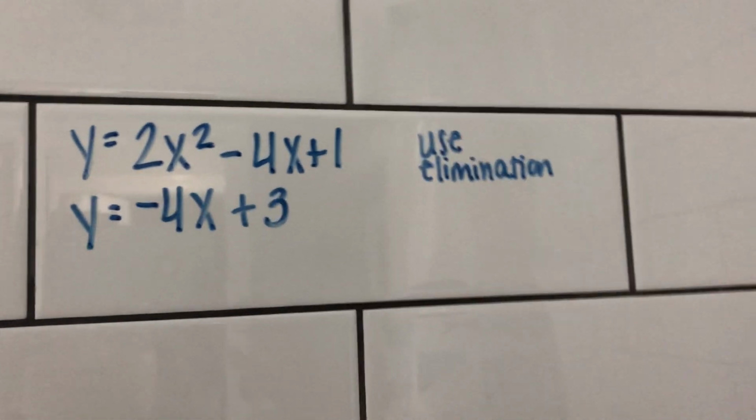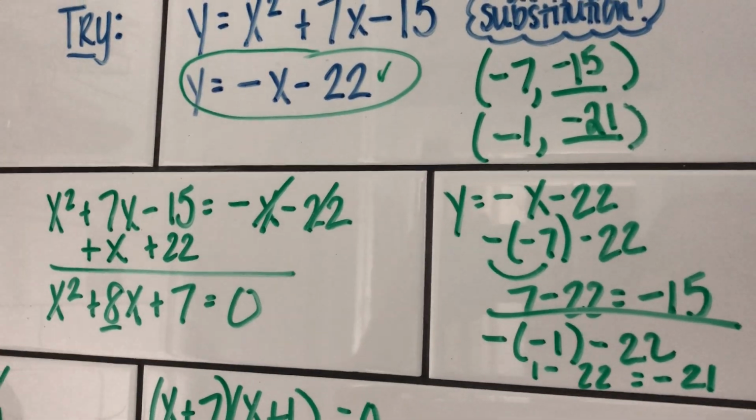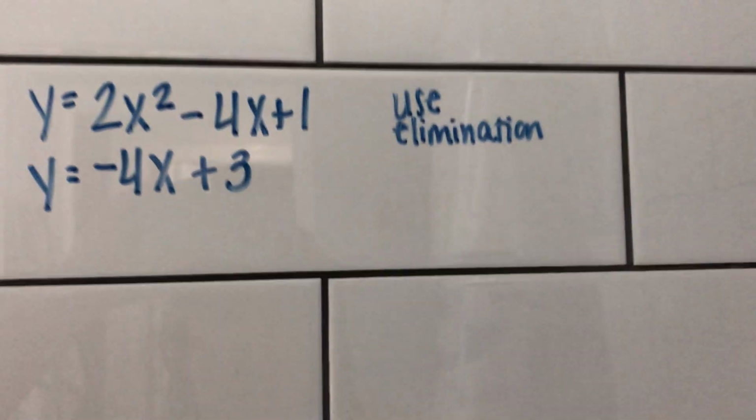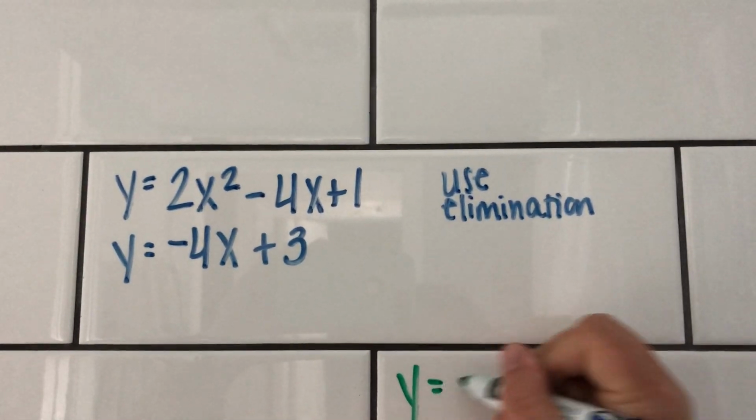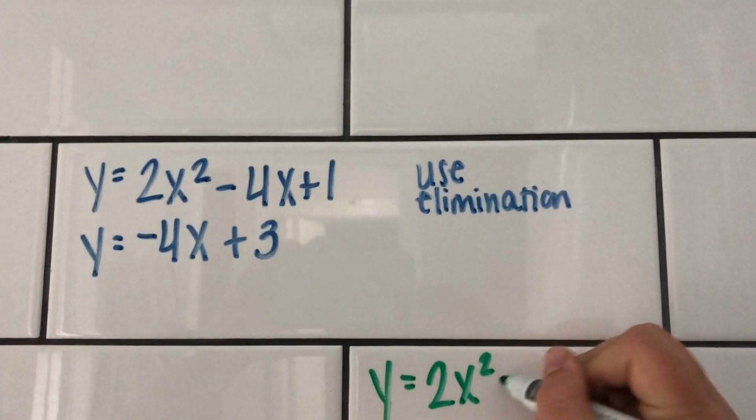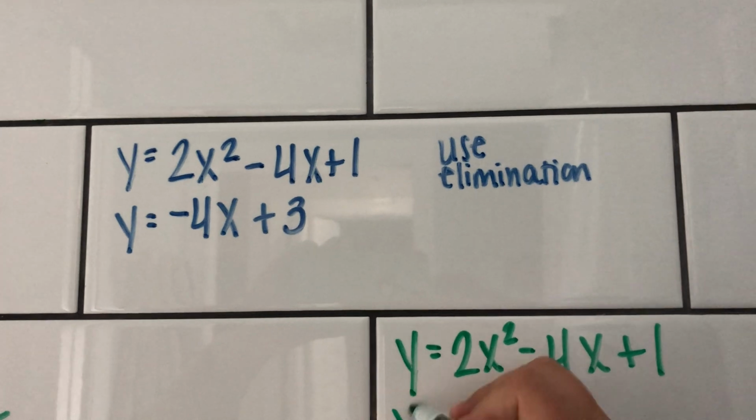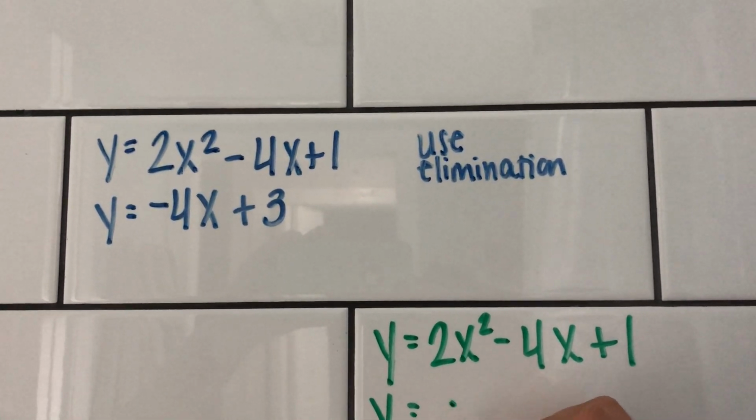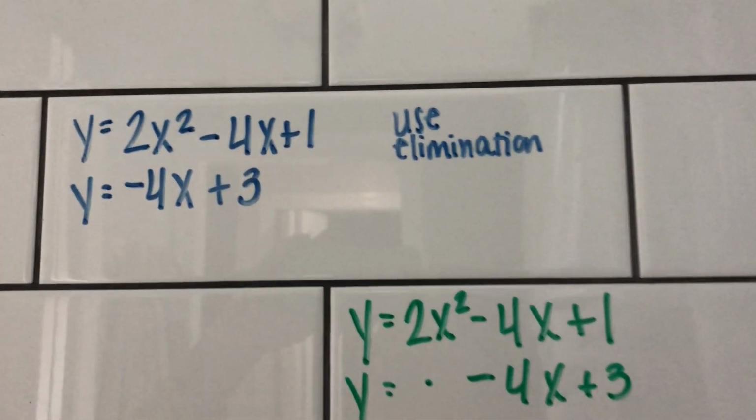If you wanted to use substitution, how we did over here when we just set it equal to each other in the beginning, you'll get the same answer. That's totally fine. For elimination, you're going to line it up so that all of the terms are lined up appropriately. Just write my quadratic out. Now I'm writing my linear part out, and I want to line up. There's no quadratic term, so I'm not going to write anything there. And I have -4x plus 3.